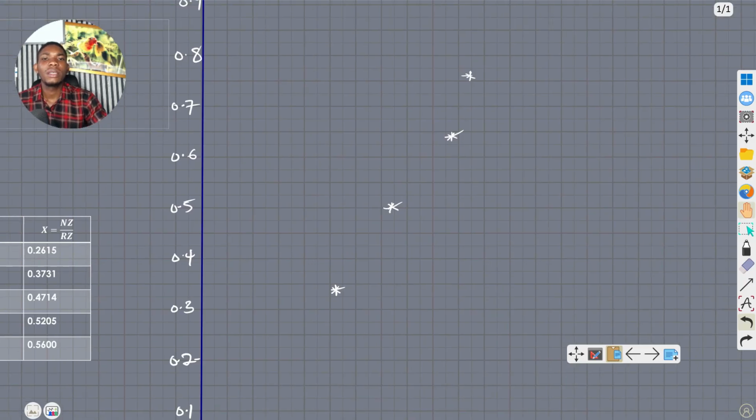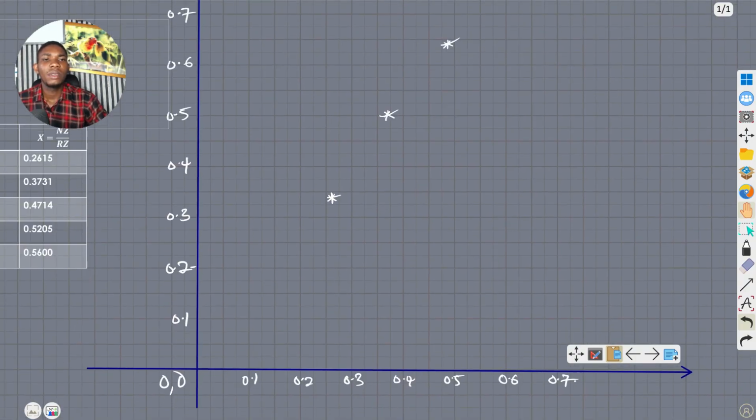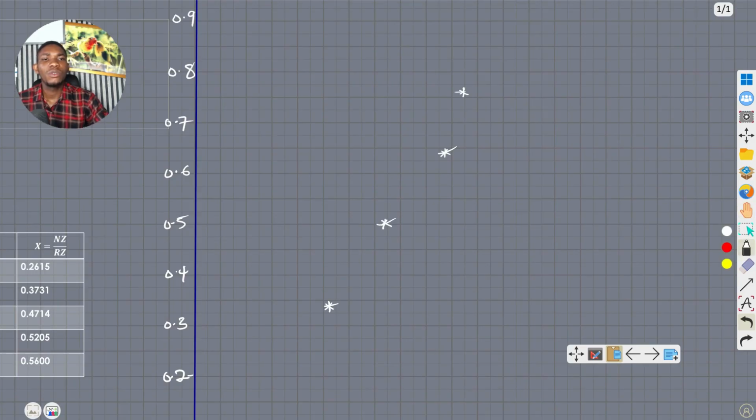0.8660. This is 0.8, so 0.8660 will be somewhere around here. If this is 0.5, 0.56 will be a little bit above 0.5. 0.86 somewhere around here. Here is 0.5, and 0.56 will be somewhere around here. We are not taking it to scale because of the nature of our graph, so it will be somewhere around here, 0.86.